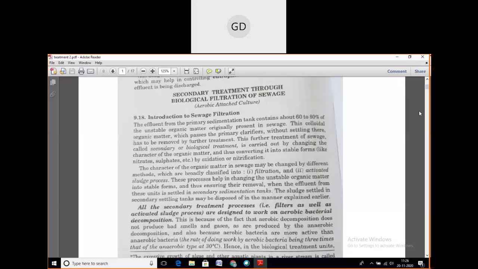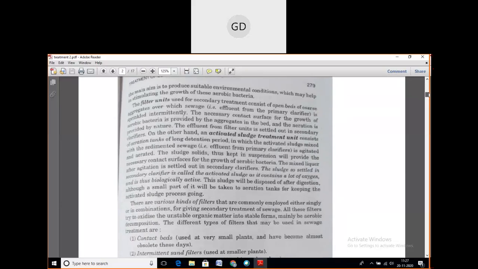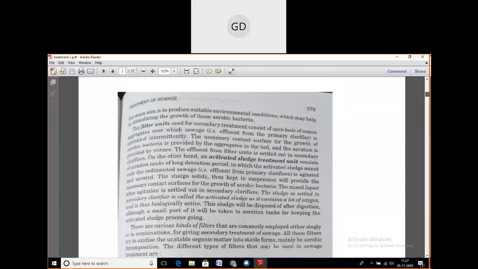The rate of working of aerobic bacteria is about three times that of anaerobic bacteria, at 30 degrees Celsius. In these biological treatment units, the main aim is to produce a suitable environmental condition that helps stimulate the growth of the aerobic bacteria.